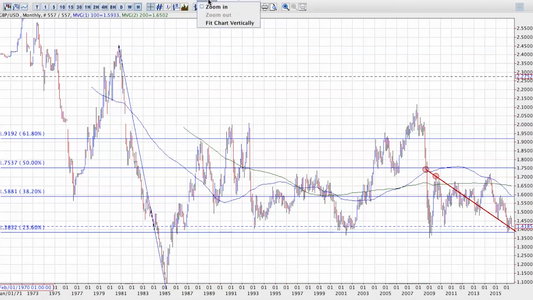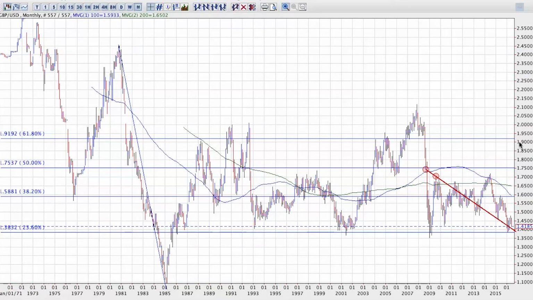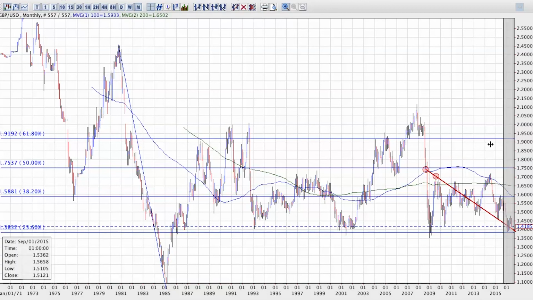And I think if we do want to test that low, it's very worth our while having a look at the Fibonacci, the last line of support there, because it may be a good area for traders to step in and to try to defend that level.